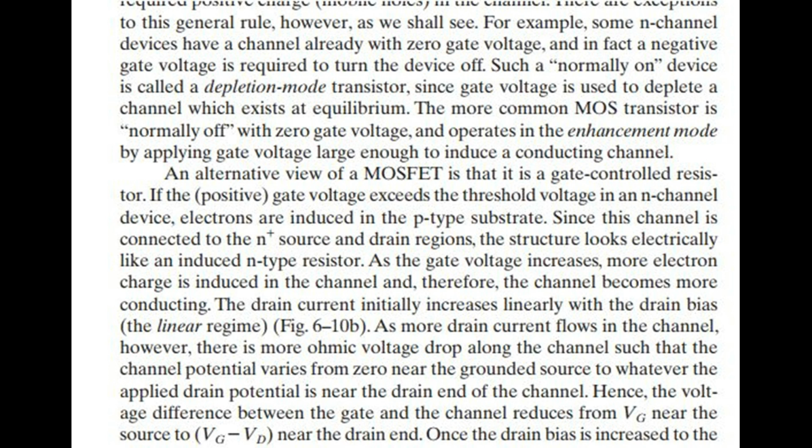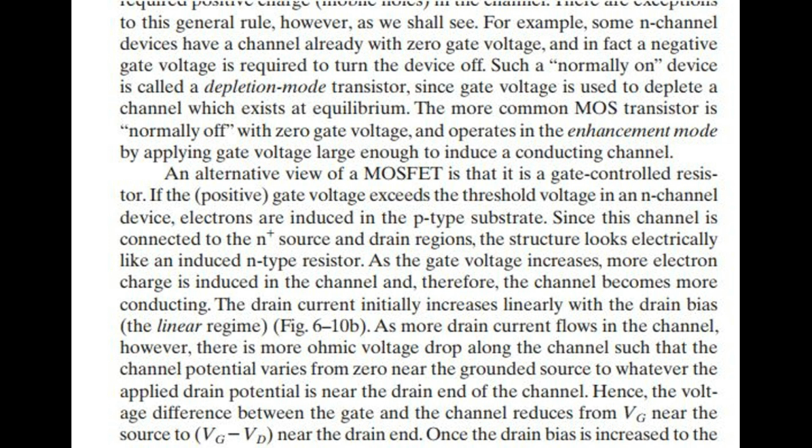If the positive gate voltage exceeds the threshold voltage in an n-channel device, electrons are induced in the p-type substrate. Since this channel is connected to the n+ source and drain regions, the structure looks electrically like an induced n-type resistor. As the gate voltage increases, more electron charge is induced in the channel and, therefore, the channel becomes more conducting. The drain current initially increases linearly with the drain bias, the linear regime, Fig 6-10b.